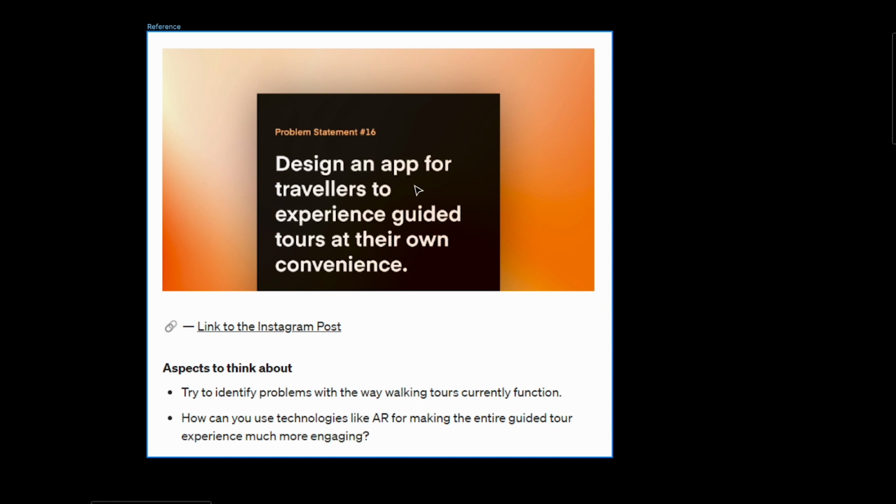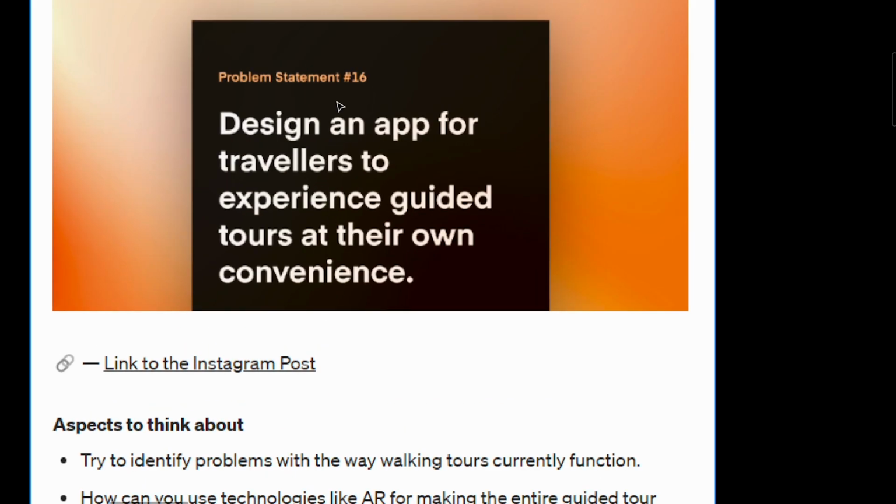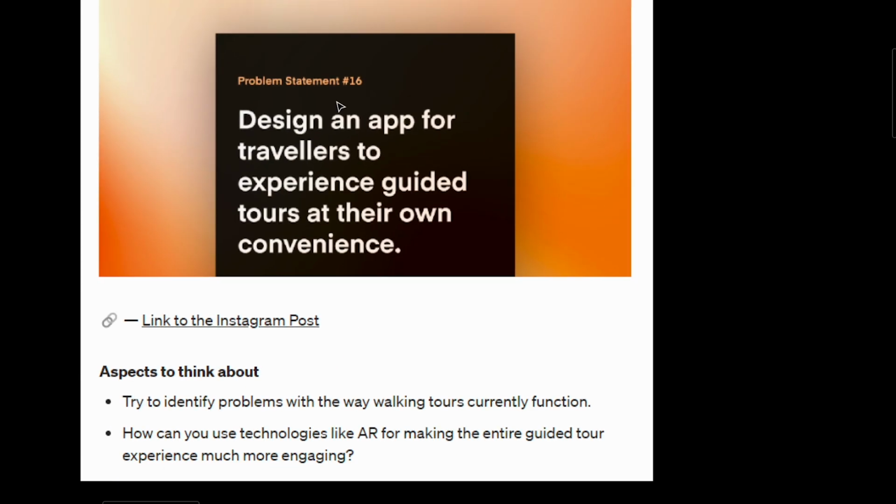So: design an app for travelers to experience guided tours at their own convenience. This is obviously at a vague level that I have set up, and now it's up to you, the person designing, to go ahead and make things a lot more clear and concrete. So it's an app for whom? For travelers, to do what? To experience guided tours at their own convenience.